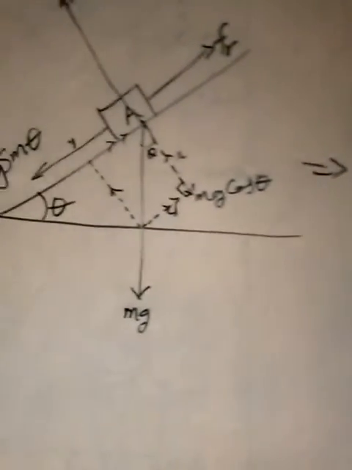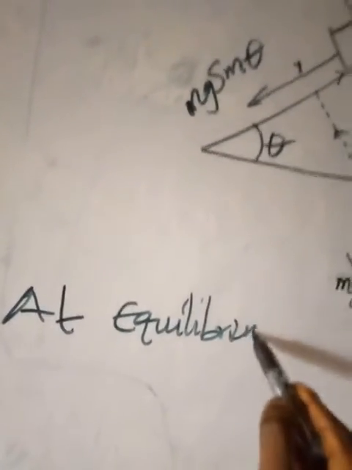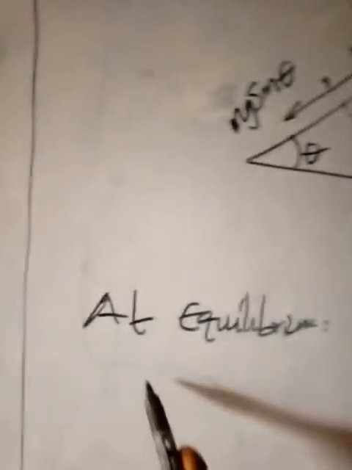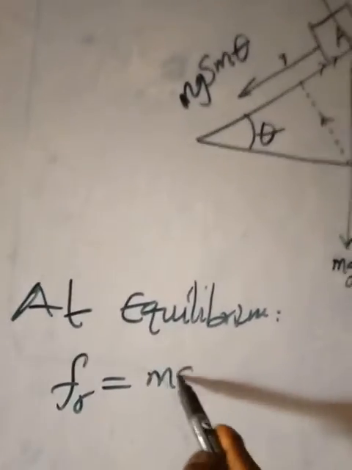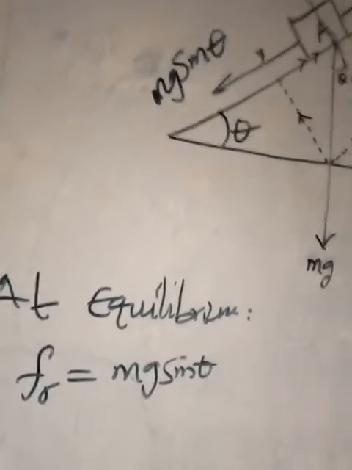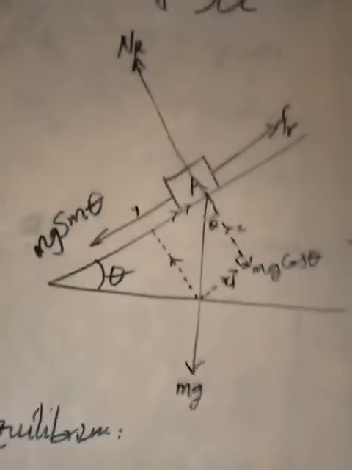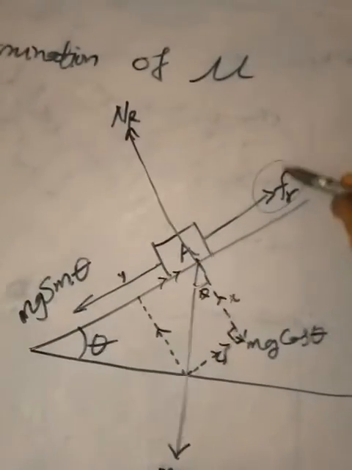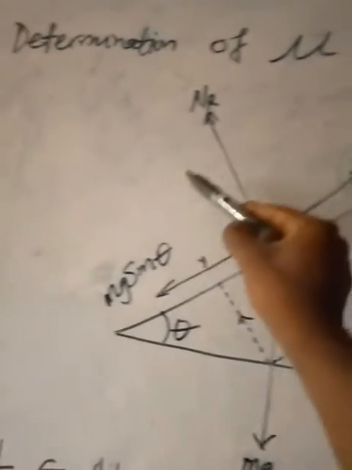How can we now determine the coefficient of friction? Now we can see from here at equilibrium, that is when the body is not sliding down, the frictional force is going to be mg sine theta. When the body is not moving, the frictional force, which is going up, is going to equal the one that is coming down.